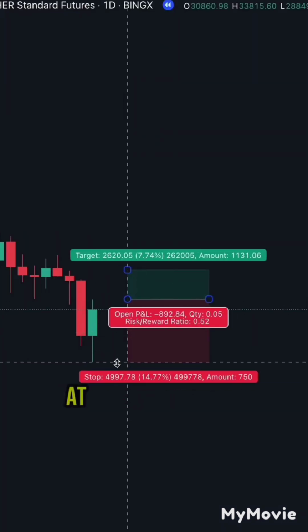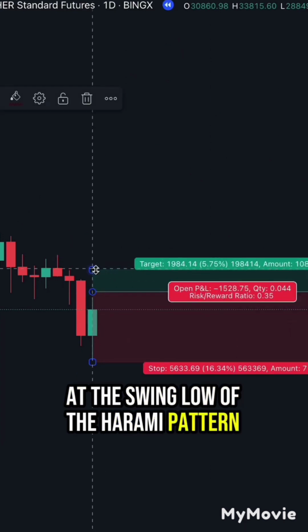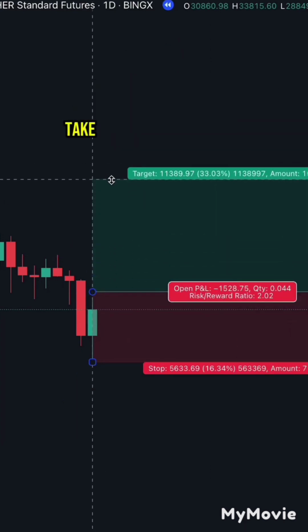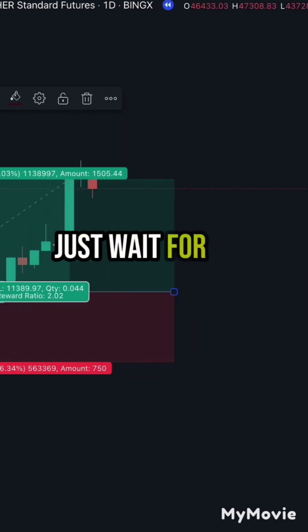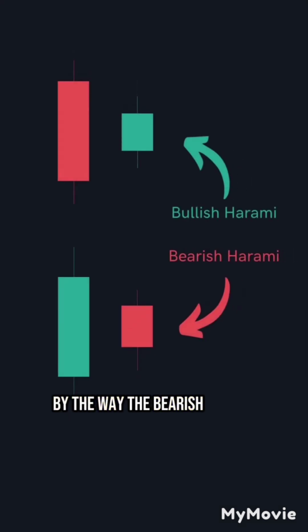Place your stop loss at the swing low of the harami pattern, and then for your take profit, take the distance between the entry and stop loss and double it. And voila, just wait for the magic to happen. By the way, the bearish harami is the same exact pattern, but in reverse.